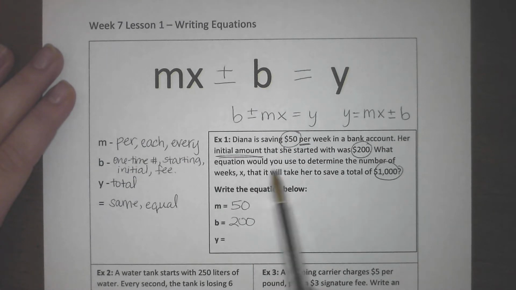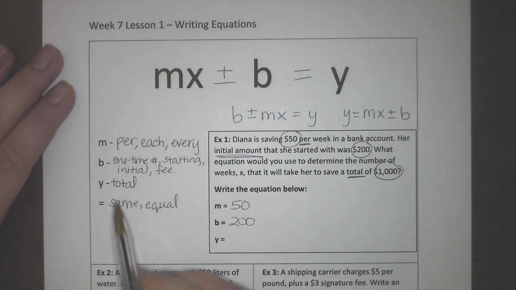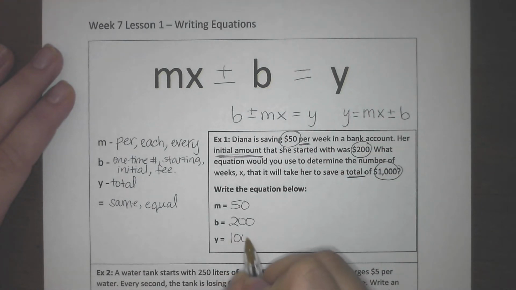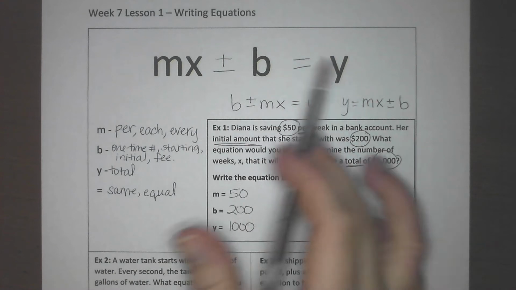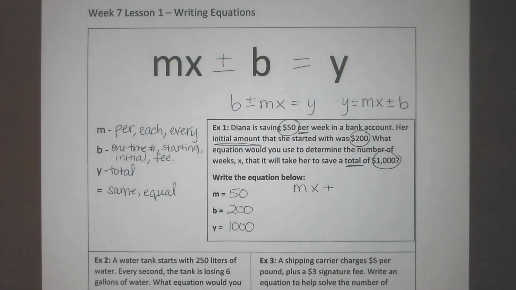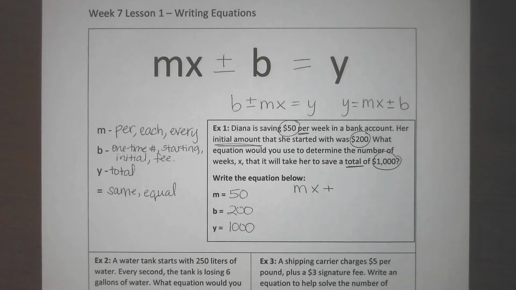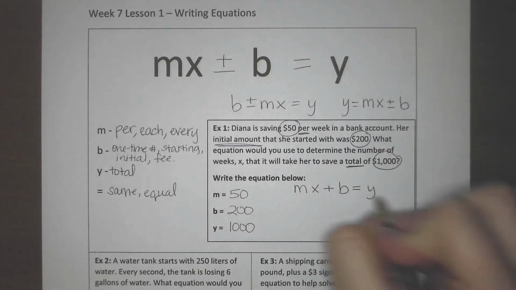What equation would you use to determine the number of weeks x that it will take her to save a total of $1,000? Remember, total is our y. So y is 1,000. So now you have all the numbers. You just got to plug them into the equation. So for this one, I'm just going to model this big equation. So let's say it's just going to be mx. We know it's plus because we're not subtracting anything. She's additionally adding more money into her bank account. And we know it's equal.